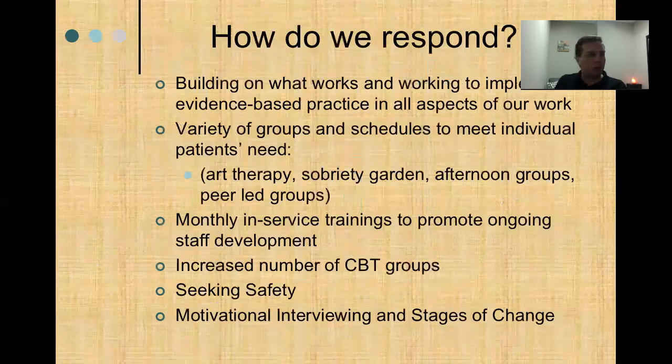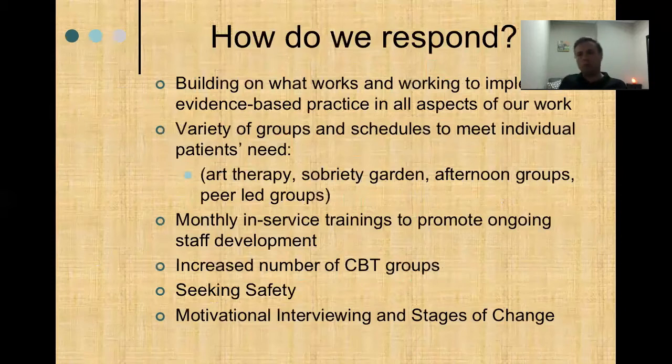We had a new unit chief, and we had a new psychologist that really wanted to bring a new level of energy into the work. We already had a variety of groups like art therapy. We had our sobriety garden, afternoon groups, peer-led groups, but we wanted to add something that really had a little bit of oomph in regards to evidence-based.